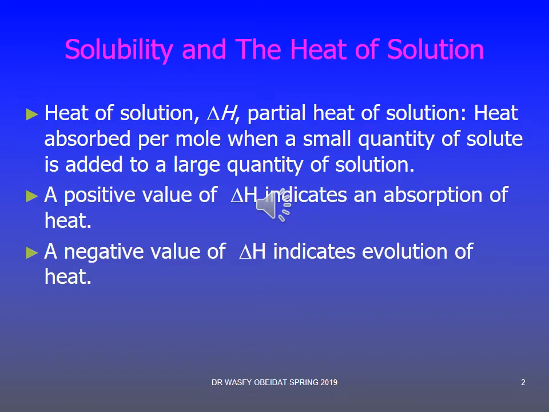Now, when delta H is negative, this indicates evolution of heat, which means an exothermic process. In such an exothermic process, the solute-solvent interactions, which we called earlier 1-2 interactions, may exceed both solvent-solvent interactions, which are 1-1 interactions, and solute-solute interactions, the 2-2 interactions. This will result in excess energy produced in the form of heat. Usually, substances with large negative heat of solution are more soluble than substances with small negative heat of solution. However, compounds that have a positive heat of solution may also be soluble, but generally they are less soluble than those that undergo an exothermic process.